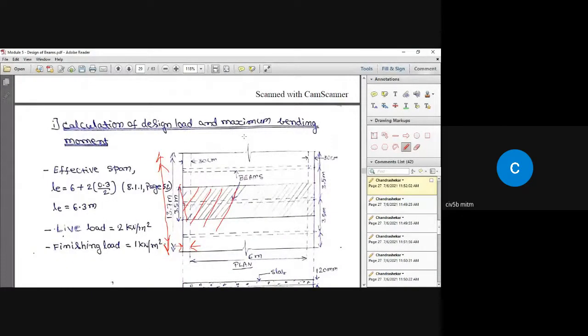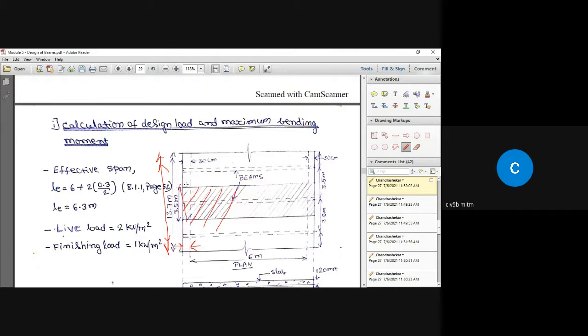Calculation of design load and maximum bending moment. First of all, what is the effective span? In RCC, effective span is always the center to center distance, or one clear distance plus one effective depth, whichever is smaller. That is the way you take effective span in case of RCC beams. So here, as per the codal recommendation of 8.1.2, the distance between the centers of the supports is the span.